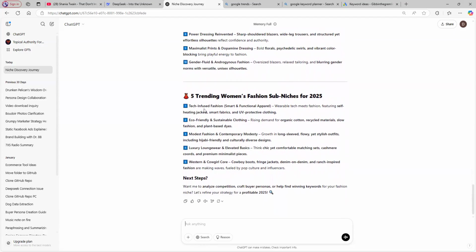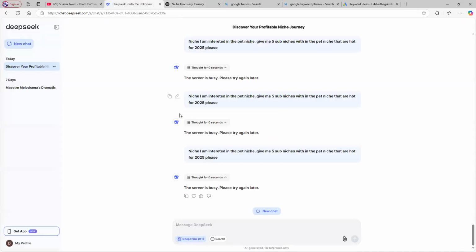So, 5 trends: tech infused fashion, smart and functional apparel, wearable tech meets fashion. Self-heating jackets, I mentioned that one, smart fabrics, and UV protection clothing. Sustainable, for organic cotton, recycled materials, slow fashion, and plant-based dyes. Modest fashion, luxury loungewear, and elevated basics. And Western and cowgirl core, cowboy boots, fringe jackets, denim on denim, and ranch-inspired fashion are making waves. So that's something that you can play with.